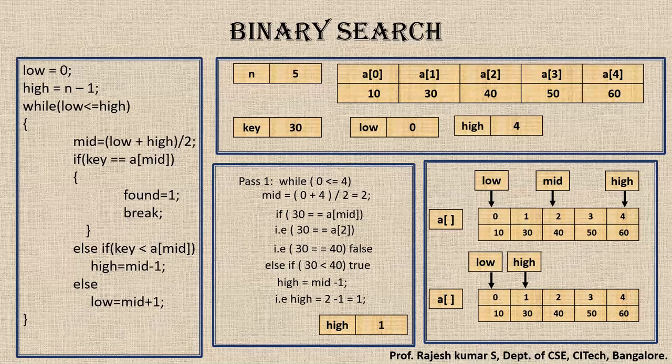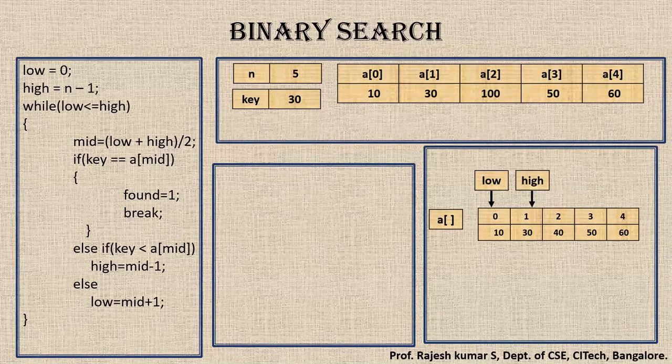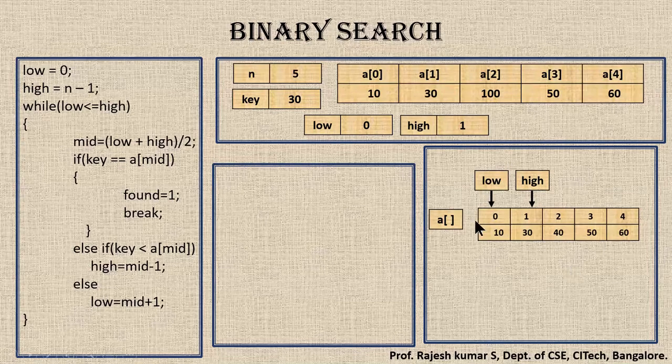Okay, so going with the next pass. In the next pass, we already know that low value is 0 and high value is updated to 1, and this is the pictorial representation which I've shown here. In the second pass, again I'll check for the condition. What is the low value? 0 is less than or equal to high 1. When the condition is true, I have to find the mid between both. How do I find it? 0 plus 1 divided by 2. 0 plus 1 is 1. 1 divided by 2 is 0.